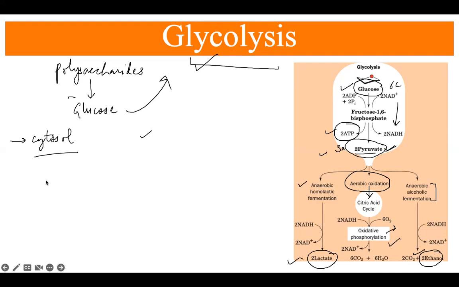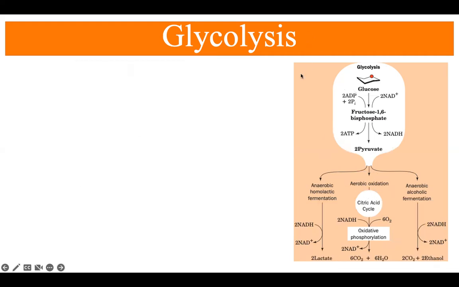Now, glycolysis is also the major pathway for ATP synthesis. This is the first pathway which is basically producing ATPs. And the glycolytic pathway has 10 steps, which we are going to discuss now. So let's move on and discuss all these steps one by one.